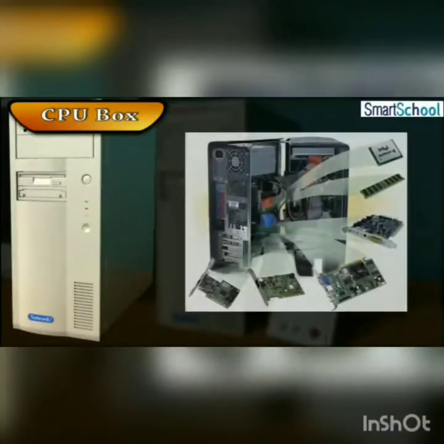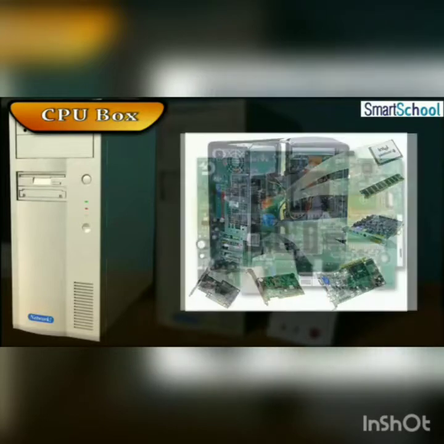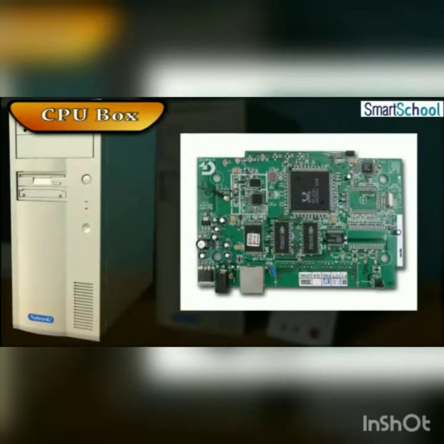So let's start. Do you remember in the previous video we have discussed about working of computer and input devices. Today we will learn about processing device, output devices and storage devices. So ready students? CPU box. A CPU box contains many important parts of the computer.